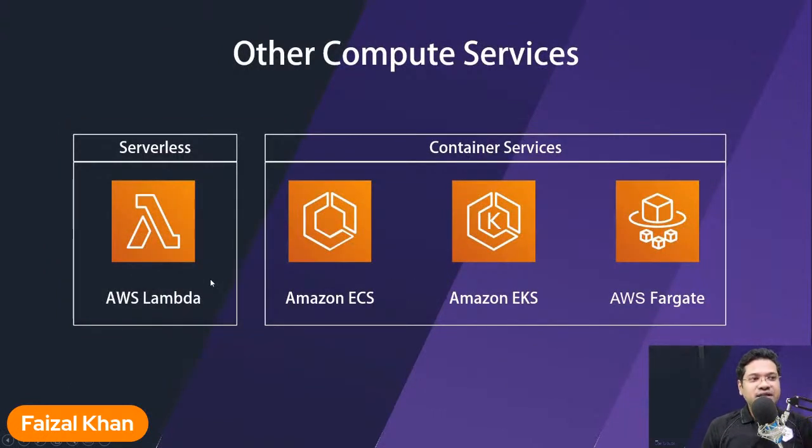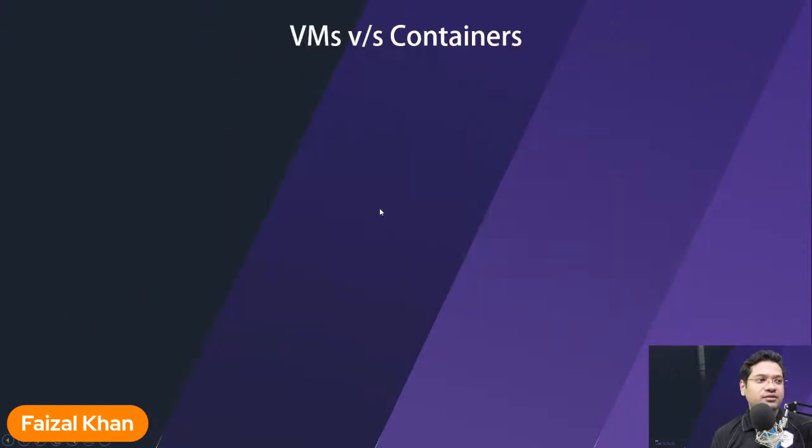So on the container side, AWS has three services: Amazon ECS, which is the Elastic Container Service. Then you have Amazon EKS, which is the Kubernetes service. And then you have AWS Fargate, which is also a container service, but it falls under serverless. So tomorrow, I believe the Lambda functions as well as Fargate will be covered. But today, let's just talk briefly about ECS and EKS.